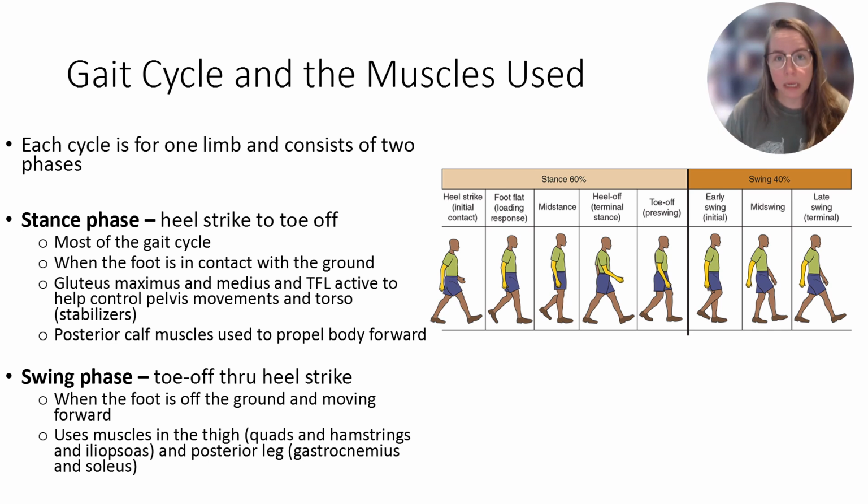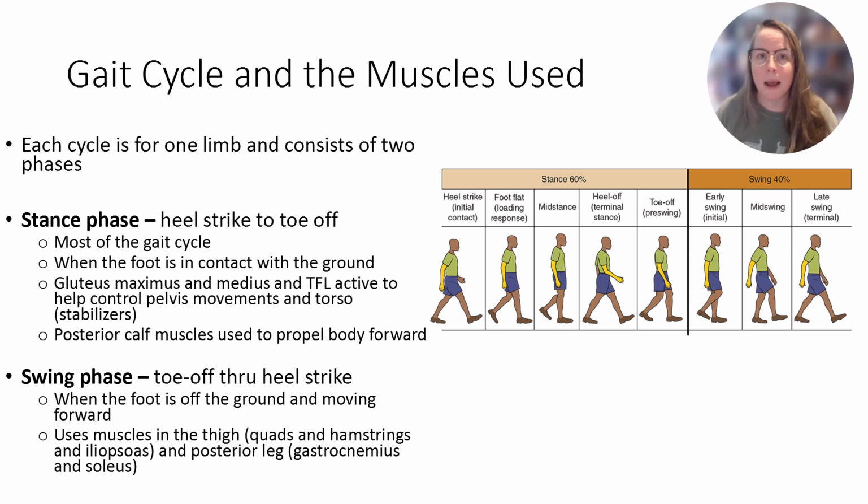The majority of the gait cycle is in what's called the stance phase. A good way to remember the stance phase is it's when the foot of the leg that we're looking at is in contact with the ground. So it starts when your heel hits the ground all the way until your toe starts to push off. So stance phase is the leg that's touching the ground. That's the one leg we're looking at when it's physically touching.